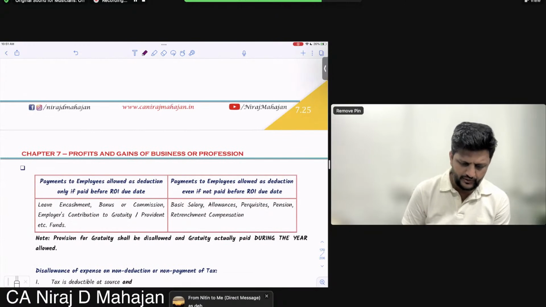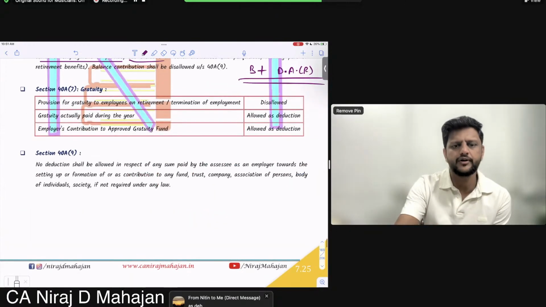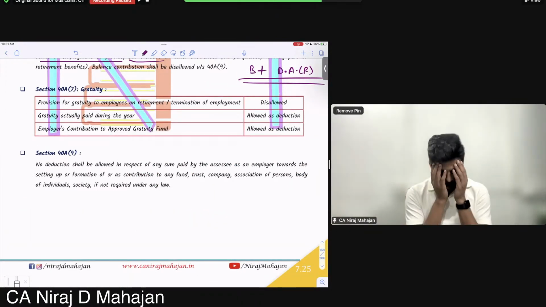So, read these points. Come on, this 48.7 and 48.9. Read quickly.